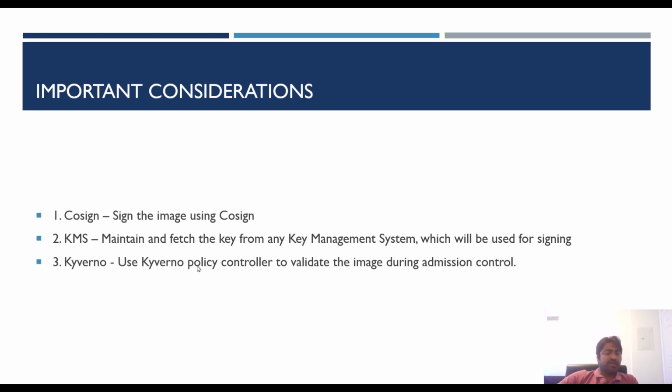The first thing is signing the image, and you can sign the image using Cosign with its own key. Cosign can generate its own public and private key, and you can use those keys to sign your image and put it in your registry, and then probably use the same key to validate the signature.